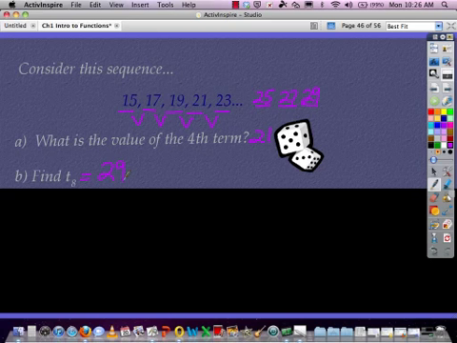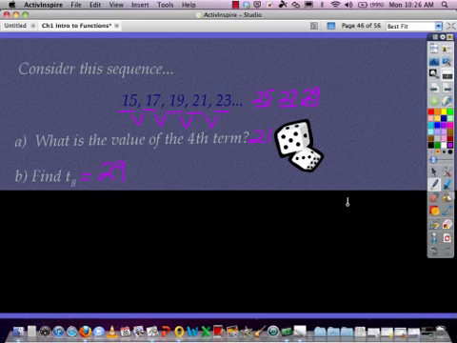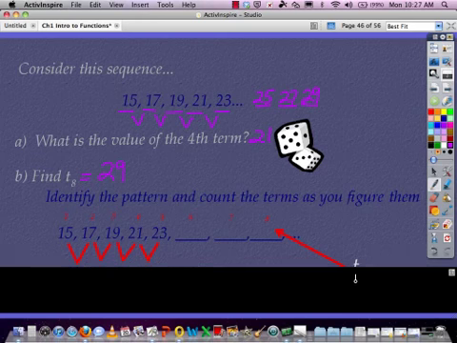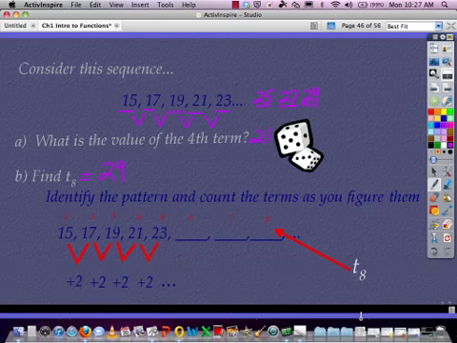Now notice that this is a variable with a subscript. It stands for position. Your subscript is always an indicator of where in the list you are at. So look carefully and add and count carefully. That will be key. So in doing so, we just arrived at identifying the pattern, counting the terms as you figure them out, counting how many you already have, adding that same pattern over and over and over.